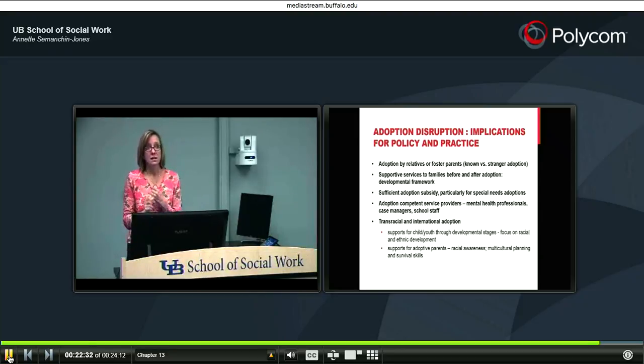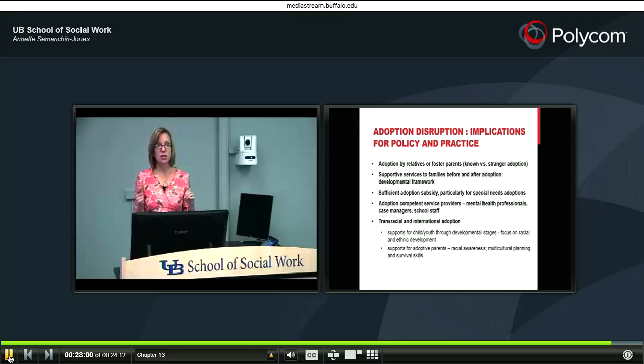Making sure you have sufficient subsidies to really meet the needs of the children. Having adoption competent service providers, so school staff, mental health professionals that are aware of specific issues of adoption, so that as that adolescent comes into care, maybe to meet with a mental health professional, they understand issues of grief, loss, identity that are unique to adoptees.